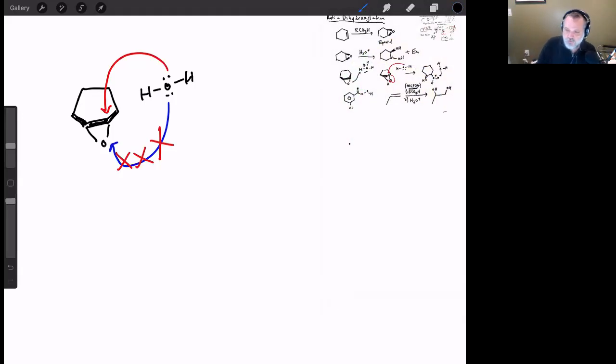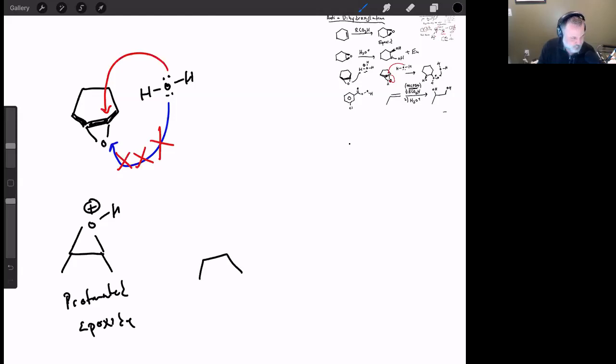Okay. And so hopefully that helps. What I want to do then is just point out that we've talked about several different intermediates. We've talked about this one just now, a protonated epoxide. We've talked about a bromonium ion. And even if you remember way back in the beginning, in oxymercuration-demercuration, we talked about a mercurinium ion.